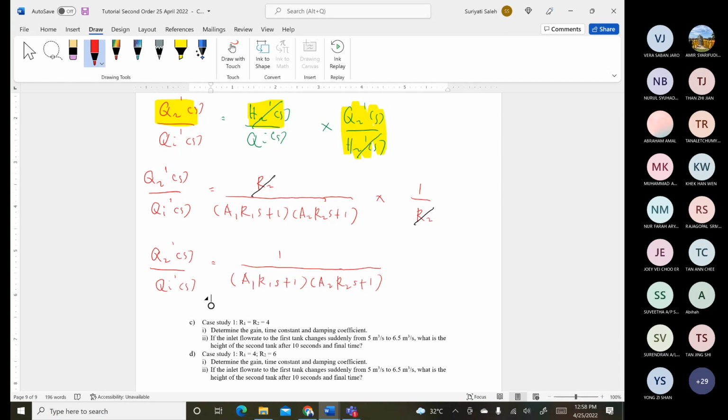Any question? So if they're asking for overall mass balance in the question, we need to give the outlet or inlet for the transfer function, isn't it? Yes, correct.